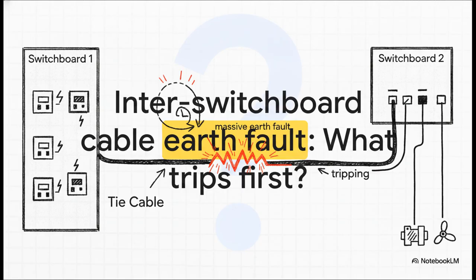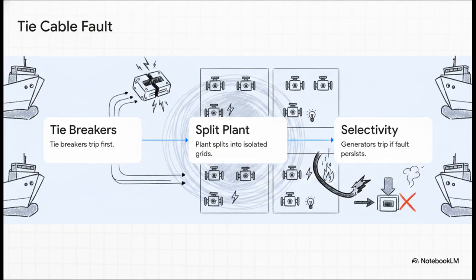Now, let's test this concept of selectivity, which is basically the art of tripping the exact right breaker at the exact right time. Let's say a massive earth fault hits the main tie cable between switchboard 1 and switchboard 2. What trips first? This system acts surgically here. It's going to trip those tiebreakers immediately. By doing this, it instantly splits the plant into two completely isolated, independently stable grids. It essentially buys you time to clear the damaged cable without triggering a total blackout on either half of the ship. Only after the plant is split will individual generator breakers trip, and only if the fault is still detected.